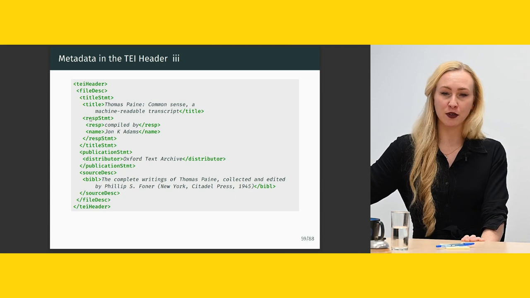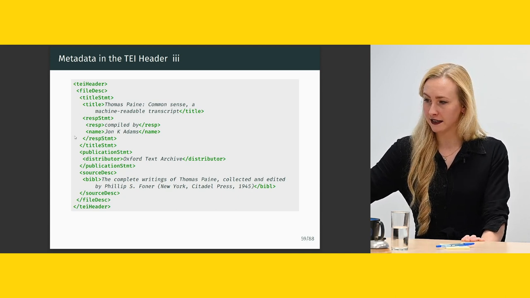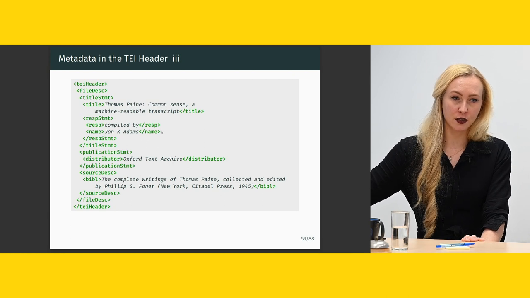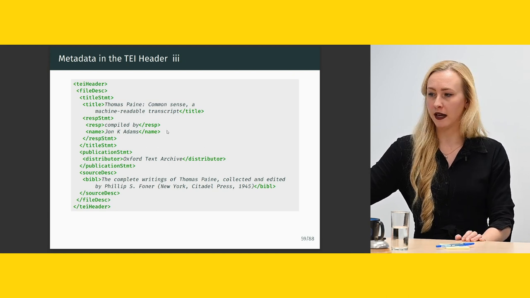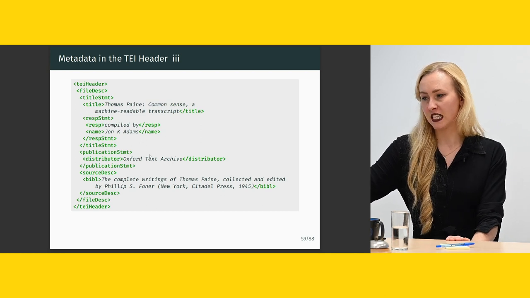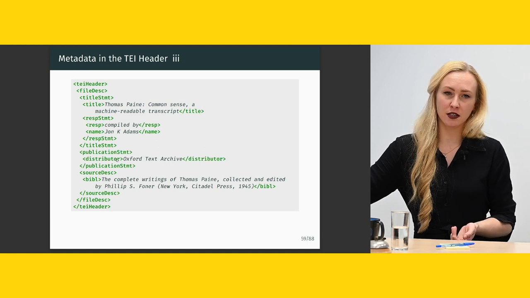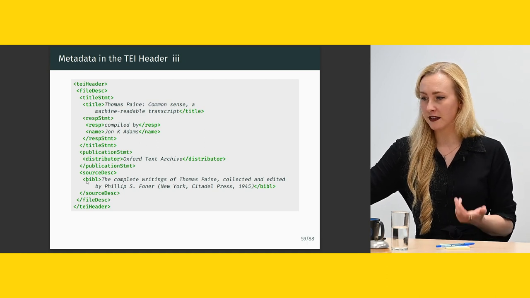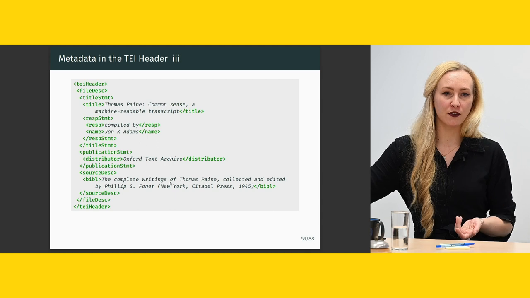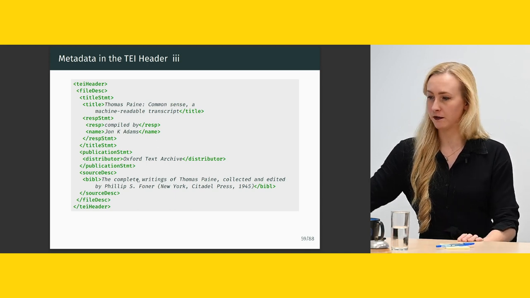In this case, I put a responsibility statement with the responsibility compiled by, and then the name John Adams. So you could, for example, say encoded by, and then your name. In the publication statement, in this case, the distributor is mentioned, the Oxford Text Archive, and the source description has a bibl without further markup of the parts of the citation.